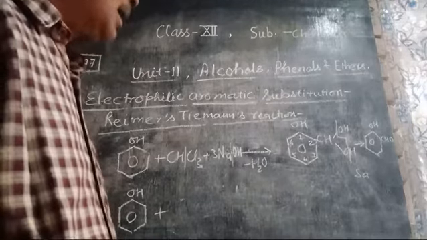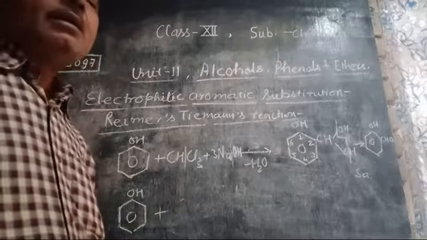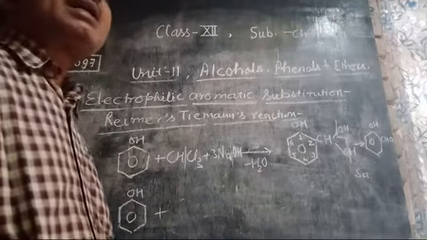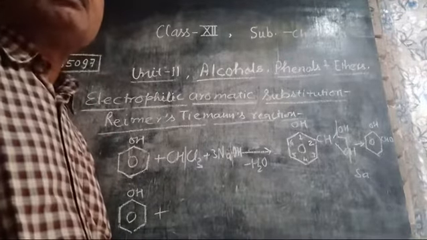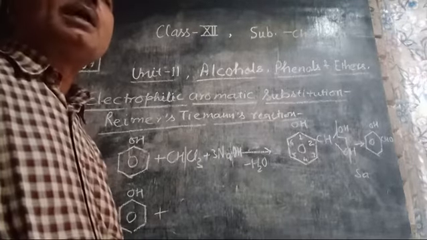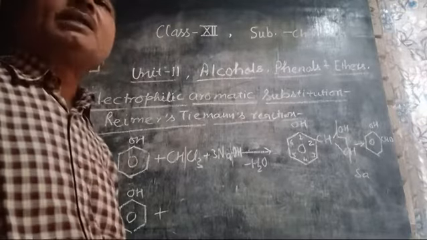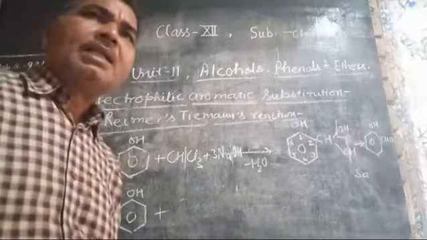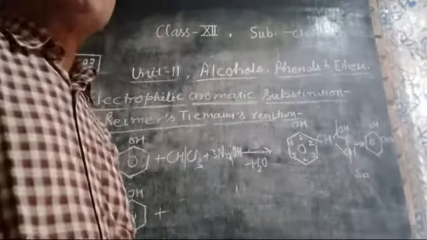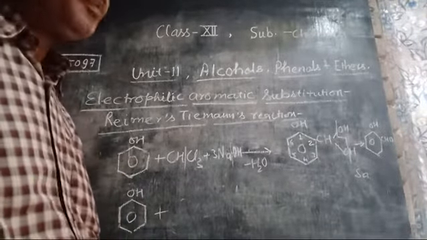And in halogenation, I have told you that in bromination, CS2, that is organic solvent, is used to dissolve bromine. Then ortho and para bromophenol is obtained. While if bromine is dissolved in water, then it gives rise to white precipitate of 2,4,6 tribromophenol.